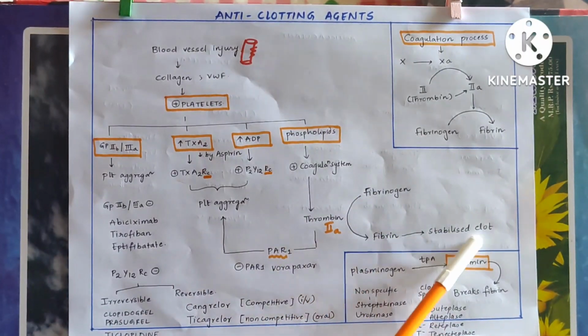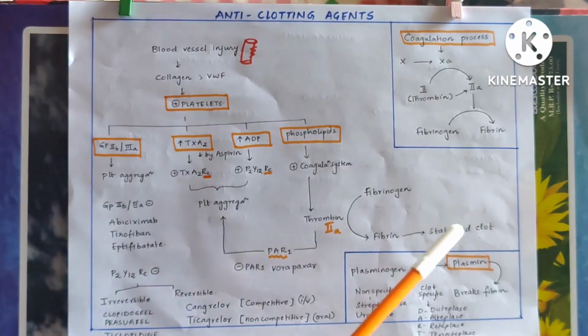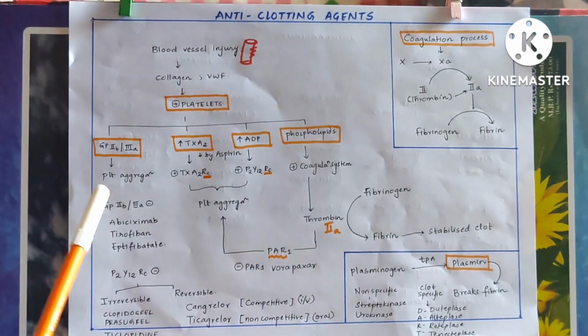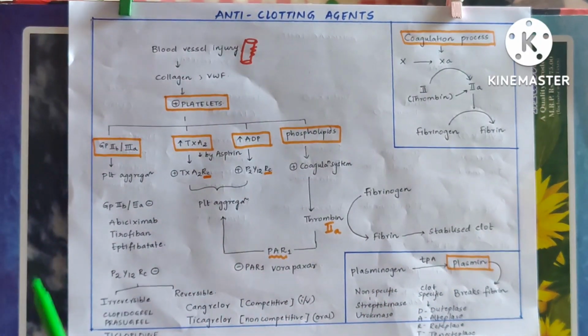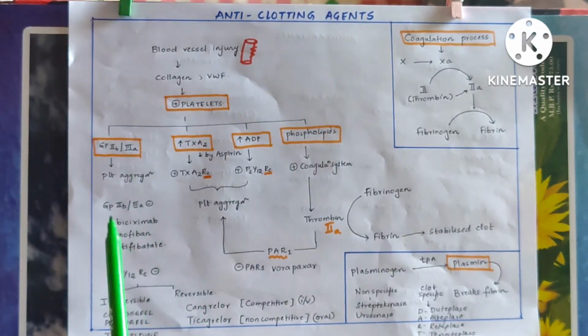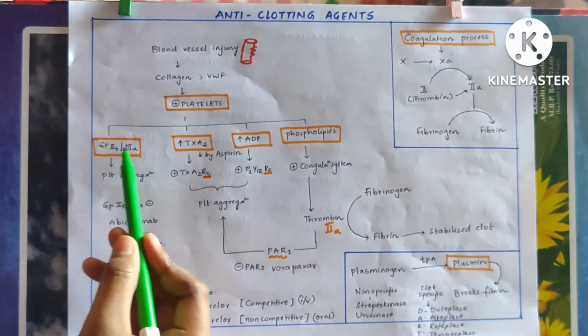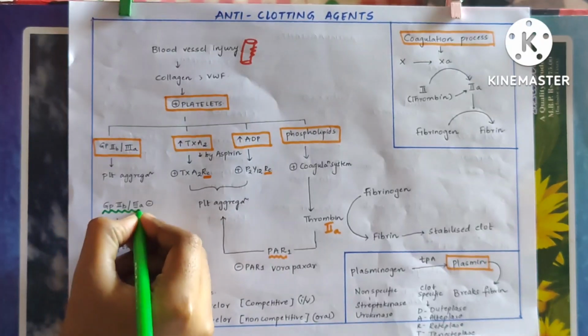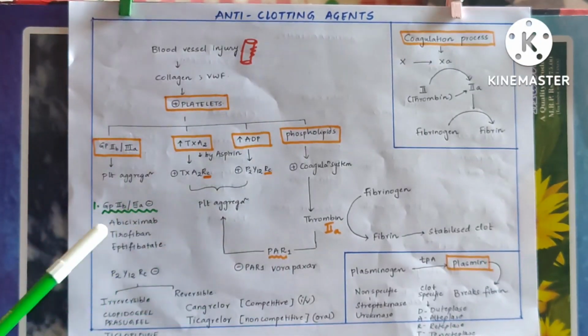Okay, thrombin is factor 2A. It converts fibrinogen to fibrin and it stabilizes the clot. So finally the clot is formed. This is the pathway, right? So this is the pathway which happens naturally for a clot to be formed. So now we have the drugs which act on individual areas of this pathway.